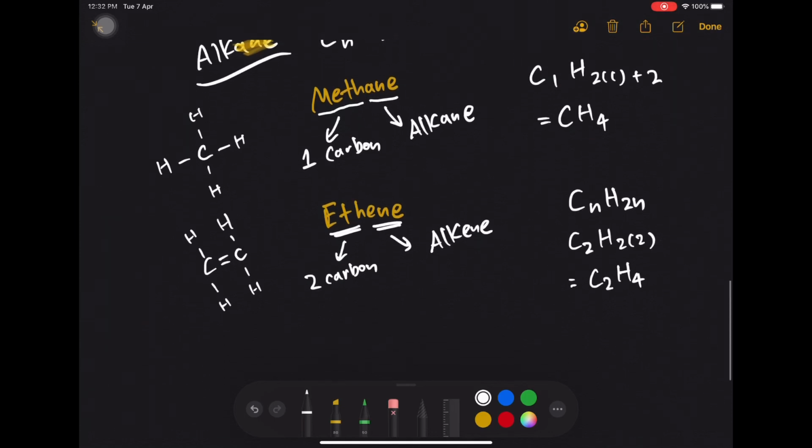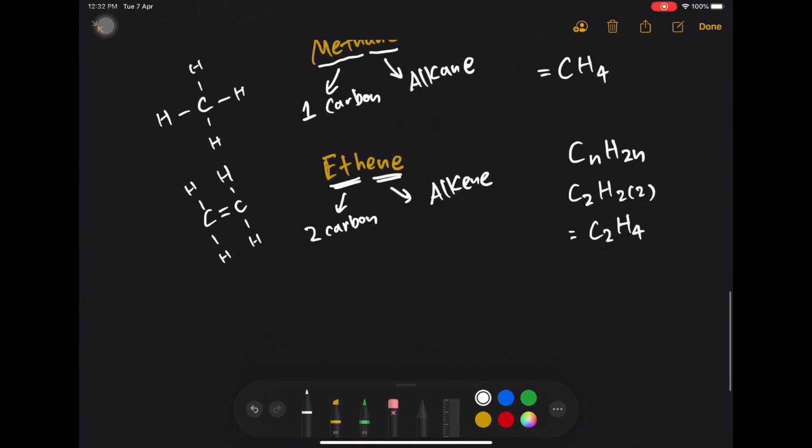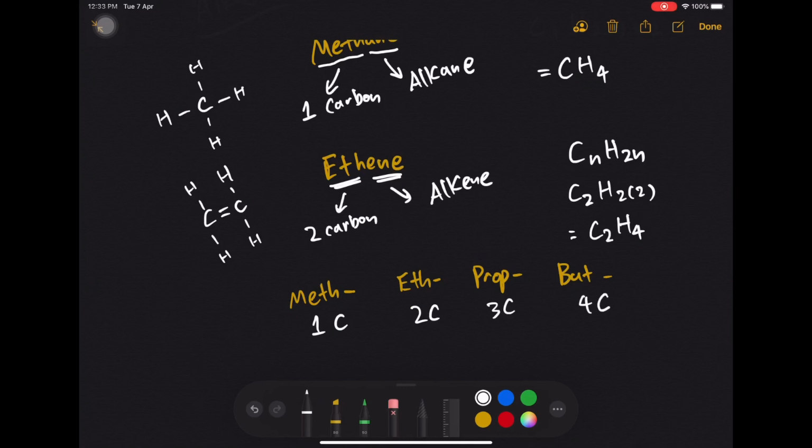You need to take note that the back of the name tells you whether it is alkane, alcohol, or carboxylic acid, and the one at the front shows you the number of carbons. So for example, this is 1 carbon, this is 2 carbon, this is 3 carbon, and this is 4 carbon. So this is 1 carbon, 2 carbon, 3 carbon, and 4 carbon.